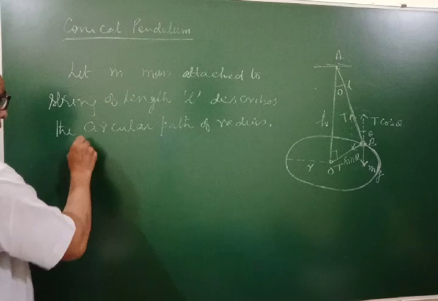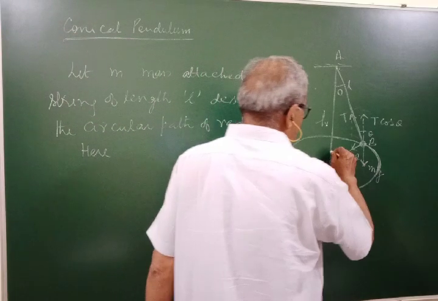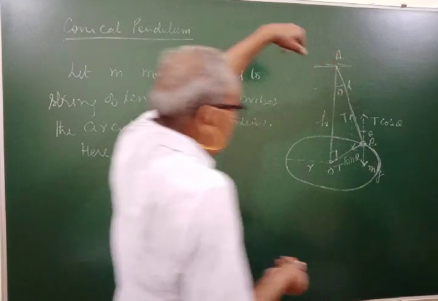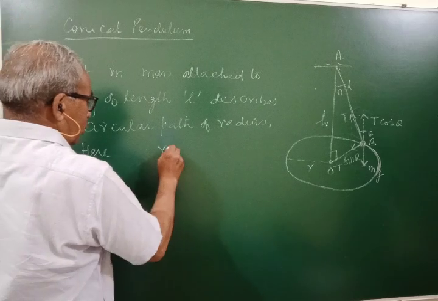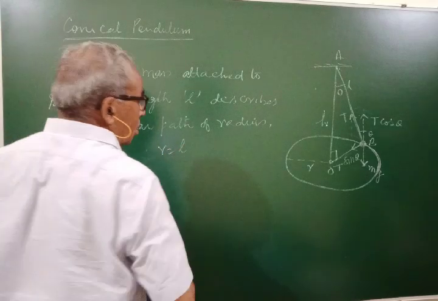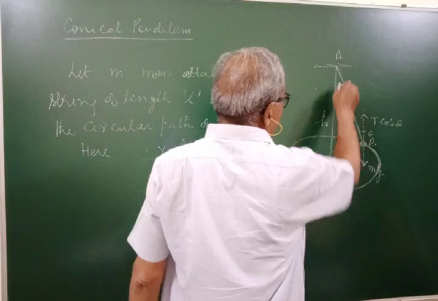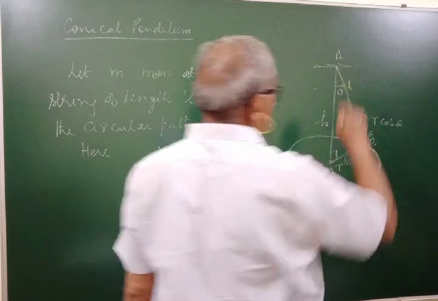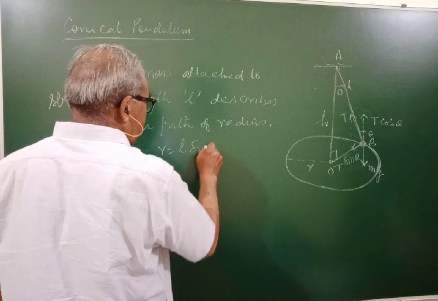Here, understand this angle is 90 degrees, the circular path, the height h. So here the radius r is equal to L sin theta, because ये थीटा हो गया, ये रेडियस तो परपेंडिकुलर है, so it is L sin theta.